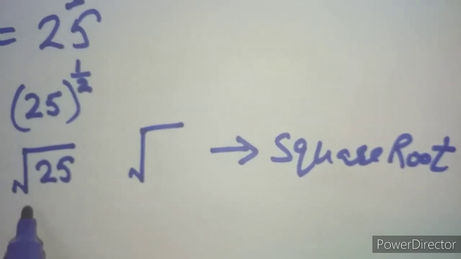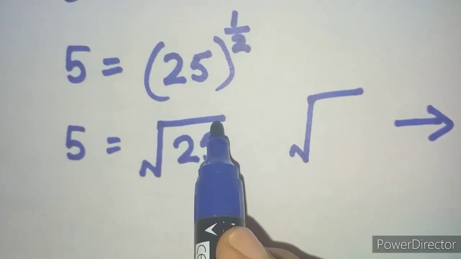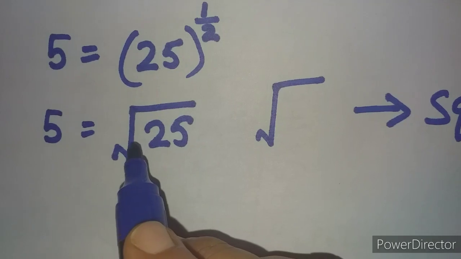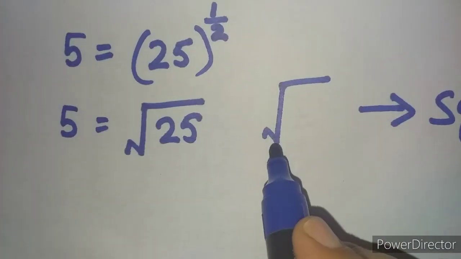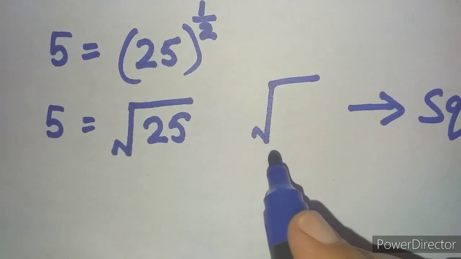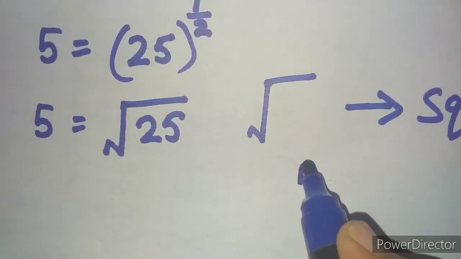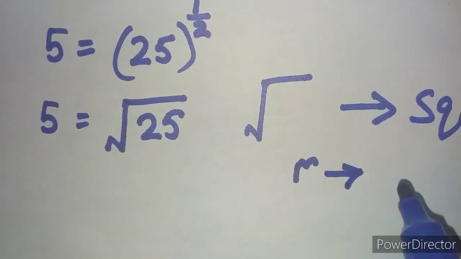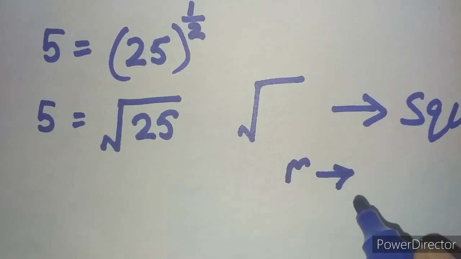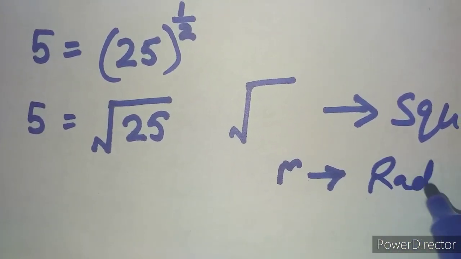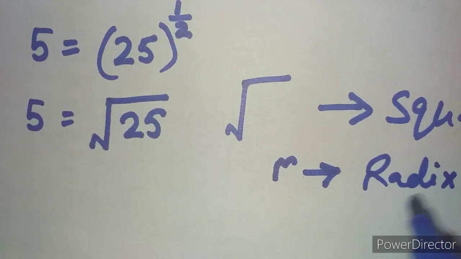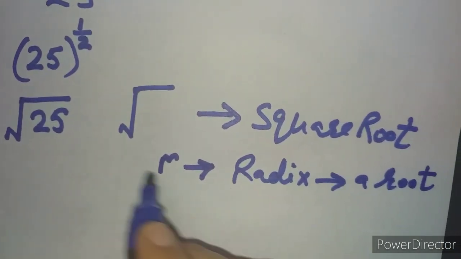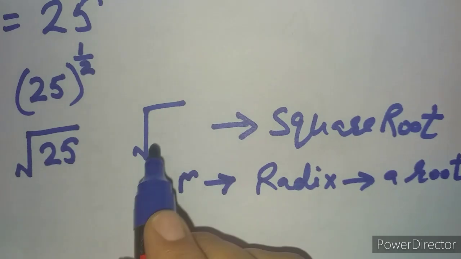Again come to this point, that power 1 by 2 is written symbolically as square root 25. And this symbol is very important. This symbol actually is of the form of the letter R, the way it is written in the books. And it has come from the Latin word radix. The meaning of radix is root. So we are using this symbol to represent a square root.